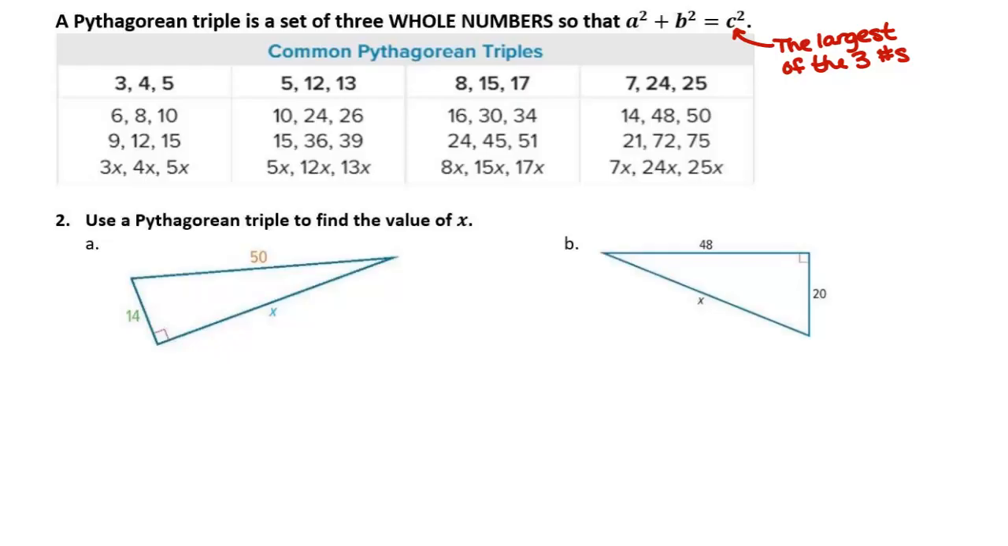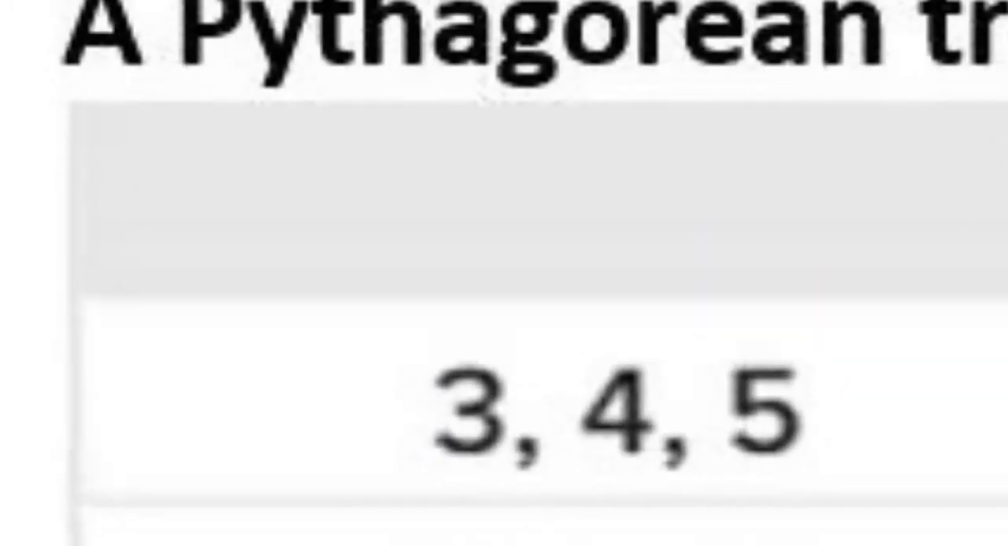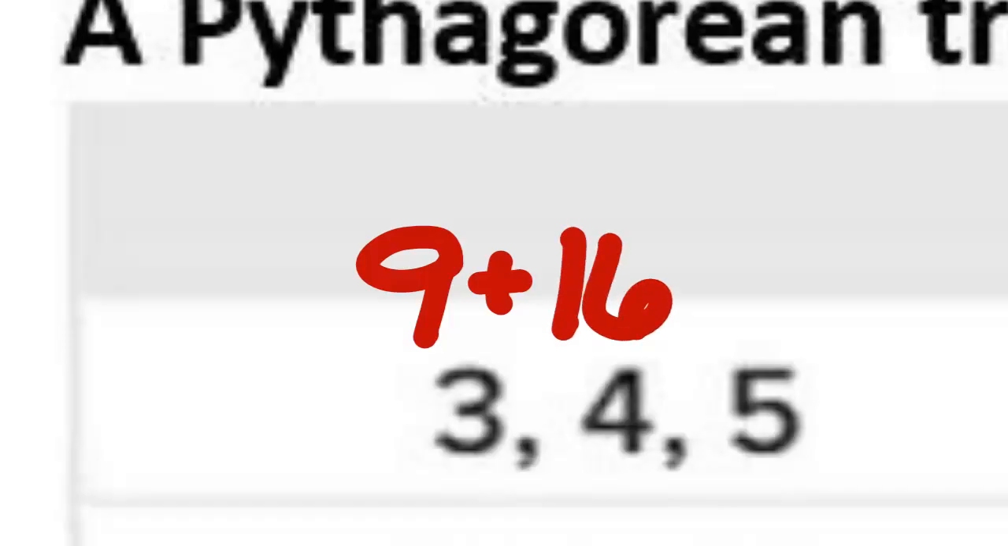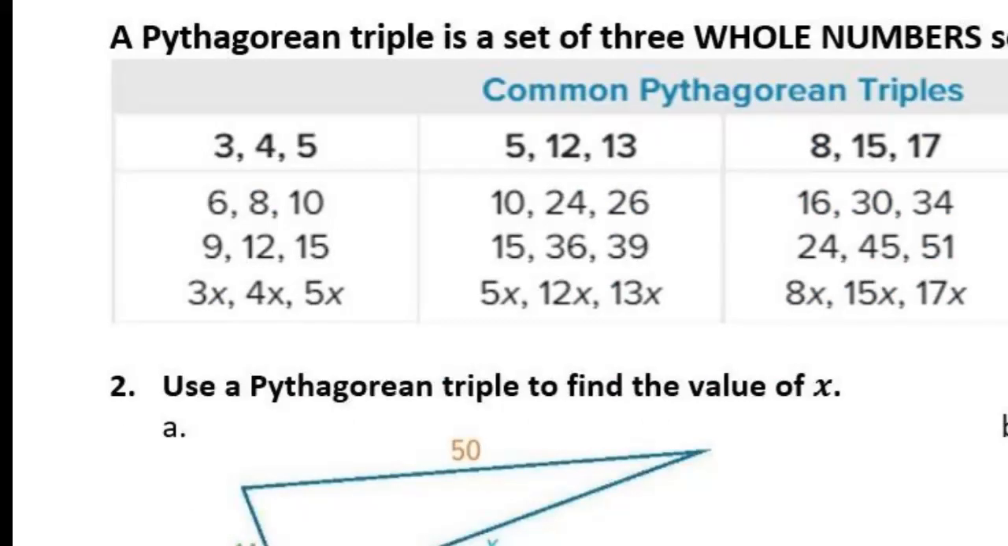So these Pythagorean triples, if I do 3 squared plus 4 squared, what is 3 squared? 9. What is 4 squared? 16. What is 5 squared? 25. Does 9 plus 16 actually equal 25? Yes, 9 plus 16 does equal 25. So we would see that happen for any of these other Pythagorean triples that are listed.